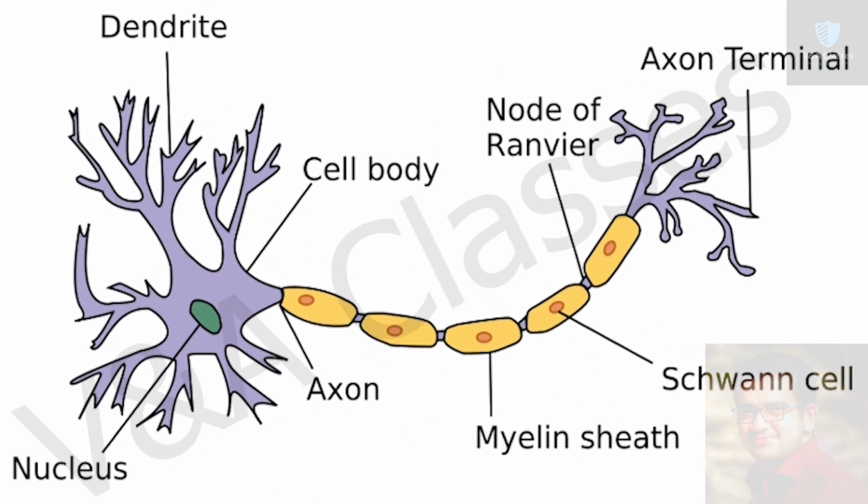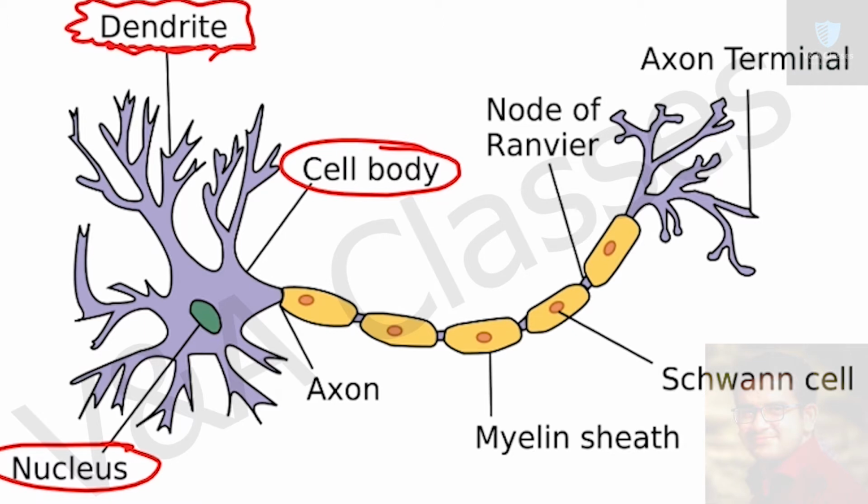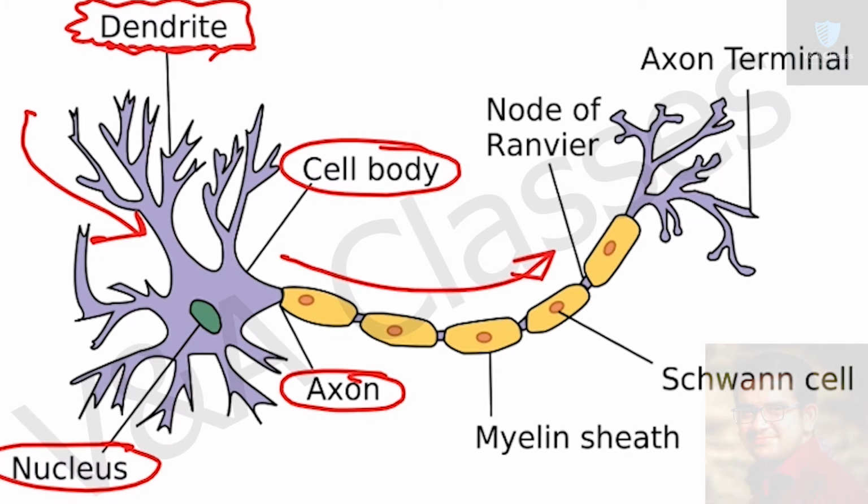In this diagram, let's see what the parts of a neuron are. Just like any other cell, this also has a nucleus and a cell body. But what is different from other cells are the projections from the cell body. The first projections are the dendrites. Dendrites are small and numerous projections from the cell body which conduct impulses towards the cell body. The other projection, which is a single long projection, is called the axon. The axon conducts impulses away from the cell body. So we have seen the two projections, the dendrite and the axon.